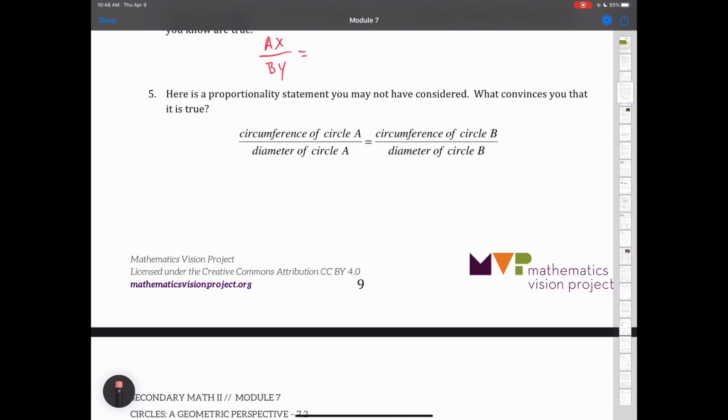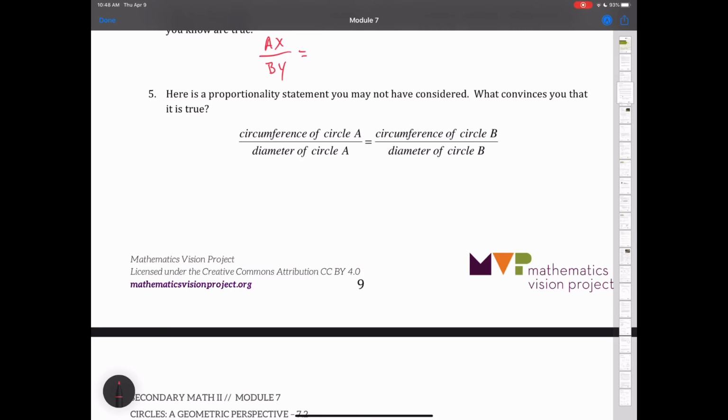Now, it's kind of confusing to just look at it like this, so let's actually talk about what those things are, the circumference and the diameter, how we could represent them based off of our diagrams above, okay? So we know that a circumference, that is 2 pi times the radius.